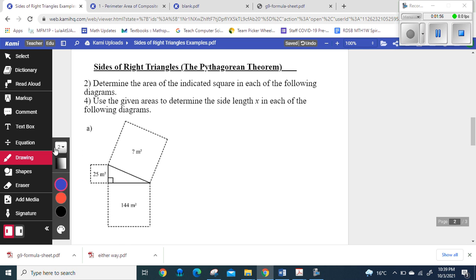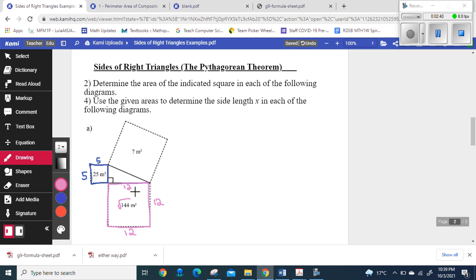So here I have a right angle triangle, and I want to figure out the area of this square, and then I'm going to use the areas to determine the side length itself. When we have a right angle triangle, we can take a side length, and to square it, that means I'm drawing a square beside it. So 25 meters squared, well, 25 is 5 times 5, right? 144 meters squared, so a square that's 144 meters squared. And what's the square root of 144? 12.